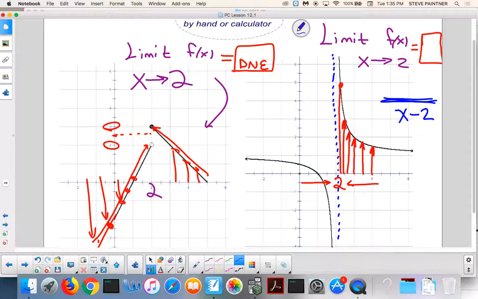Up forever. As you get closer to 2 on this side, what do all the answers do? Don't they get really small? I mean, it's unbounded. This thing goes to negative infinity. This thing goes to positive infinity. So you're not approaching any number. You're just going 2 different directions. There's no limit.